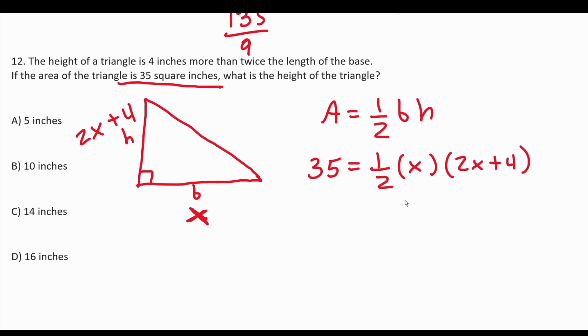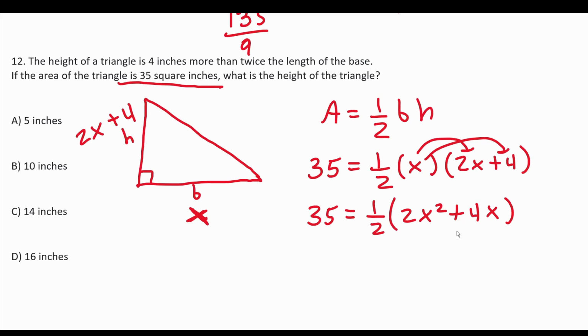All right, so the first thing I want to do is take this x and distribute it here and here. This becomes 35 equals 1/2. And x times 2x is going to be 2x squared. x times 4 is 4x. All right, the next thing I'm going to do after that is distribute this 1/2 here and here. So this is 35 equals 1/2 times 2x is just x squared. 1/2 times 4x is just 2x.